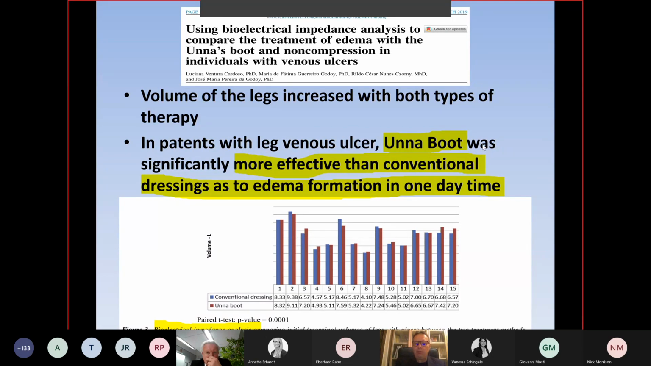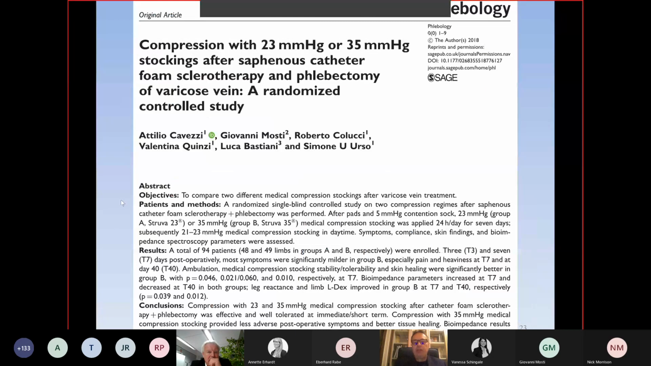Using the Unna boot, they were able to demonstrate that after 1 day the bioimpedance values improved, which was not the case with classical, conventional dressings. So now let's move to our own experience. We were able to demonstrate that when performing catheter foam sclerotherapy plus phlebectomy for varicose veins, compression stockings of 23 millimeters or 35 millimeters of mercury gave different results.